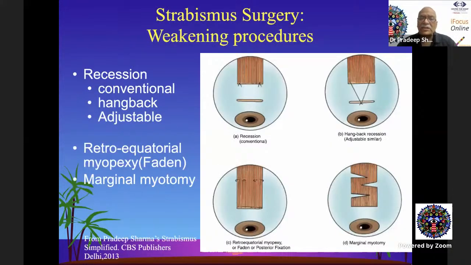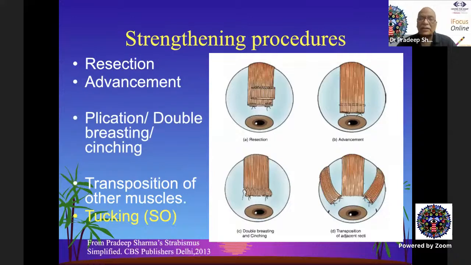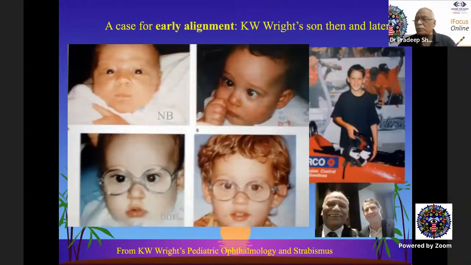In strabismus surgery, just as a glimpse, we may have different procedures: the recession for weakening, conventional or hangback or adjustable, and the retroequatorial myopexy or a Faden procedure to add on to the effect, and the marginal myotomies in resurgeries. And for strengthening, we have resection or advancement, plication or double breasting or cinching, and tucking for the superior oblique, and transposition of other muscles. It's important that we do all this assessment early, and we need to have an early alignment.